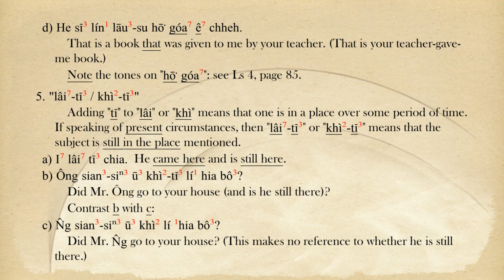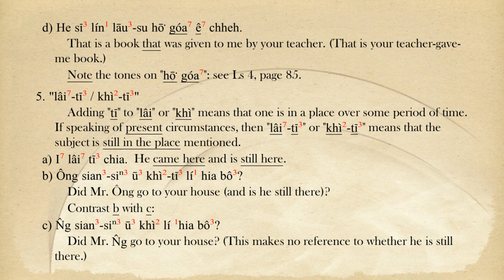5. 來伫，去伫。 Adding d to lie or ki means that one is in a place over some period of time. If speaking of present circumstances, then lie d or ki d means that the subject is still in the place mentioned. 細骨予細字 A， 伊來伫遮。 He came here and is still here.